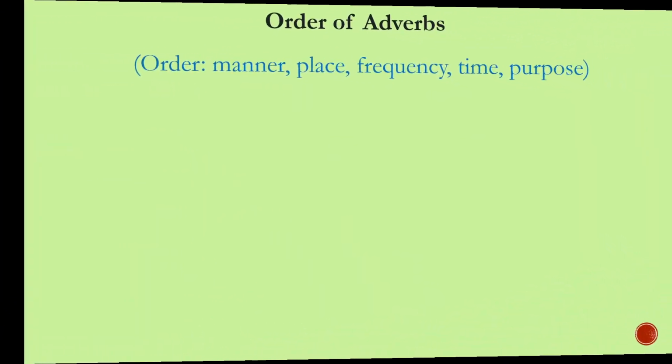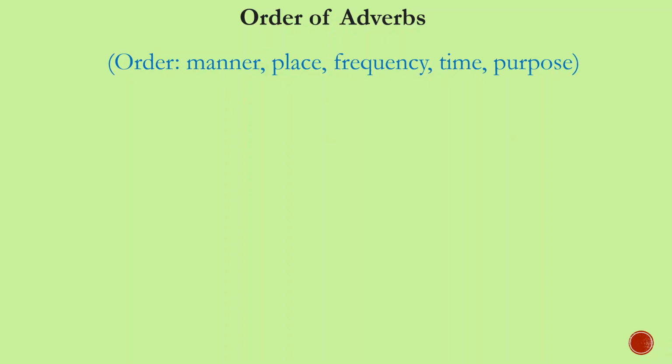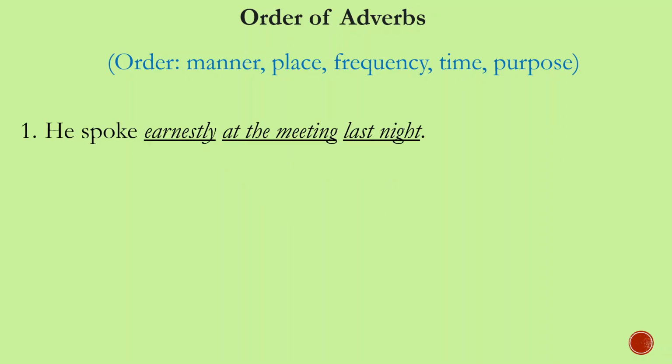Now let's move on to order of adverbs. Adverbs are generally ordered in the order of manner, place, frequency, time, and purpose. Let's have a look at the following examples. Look at sentence number 1. He spoke earnestly at the meeting last night. We have seen this one earlier. Earnestly is adverb of manner, at the meeting, adverb of place, last night is adverb of time.